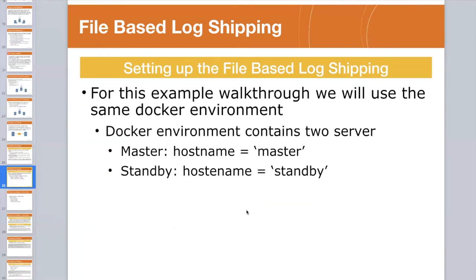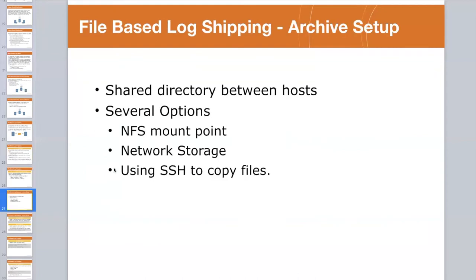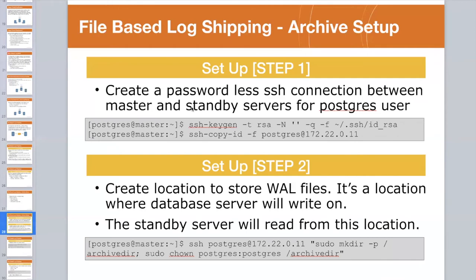This is the Docker environment that we already discussed. The master's host name is master. The standby host name is standby. Standby two, again, if we use that, will have the host name standby2. So we just created a passwordless SSH connection. Now we are going to create a mount point where the master can copy WAL files and the standby can read those WAL files.